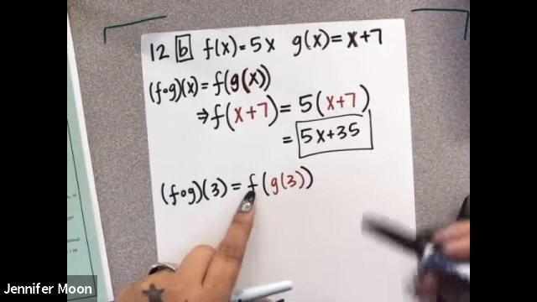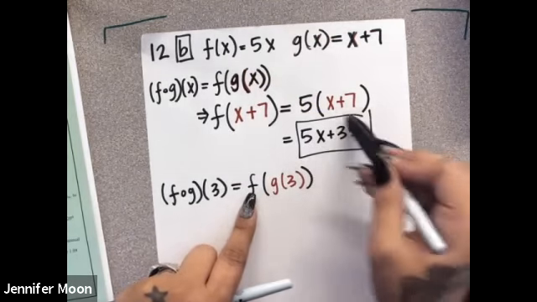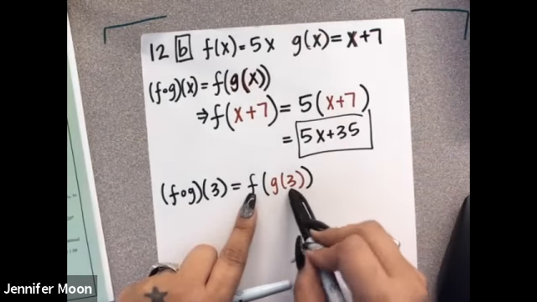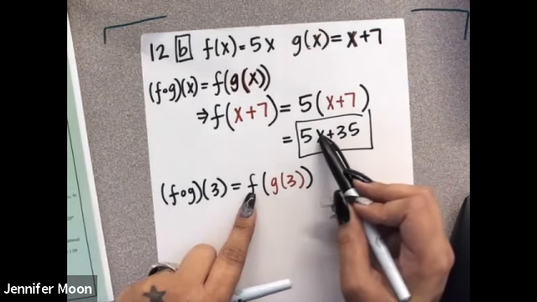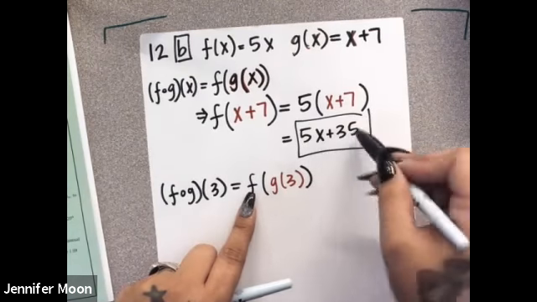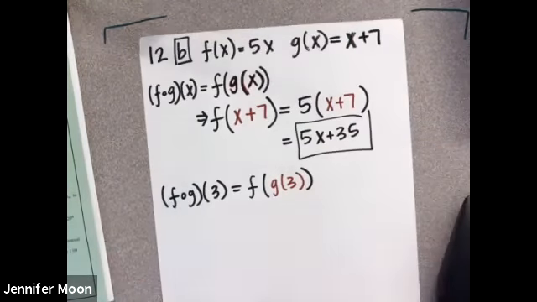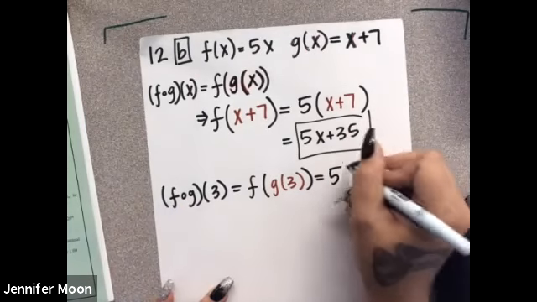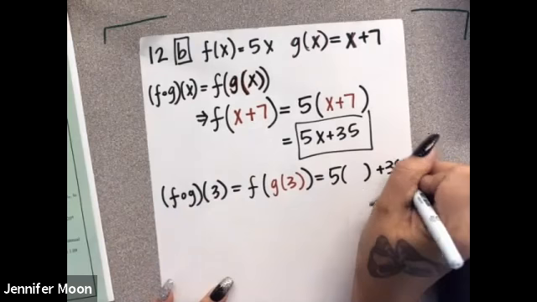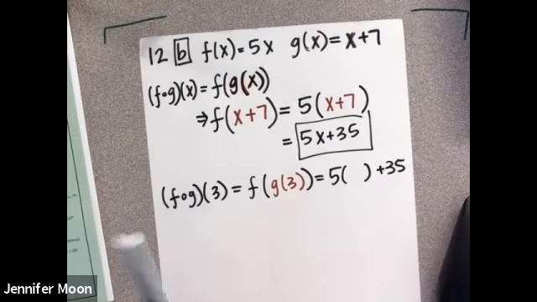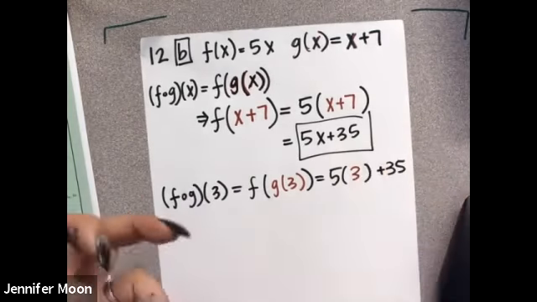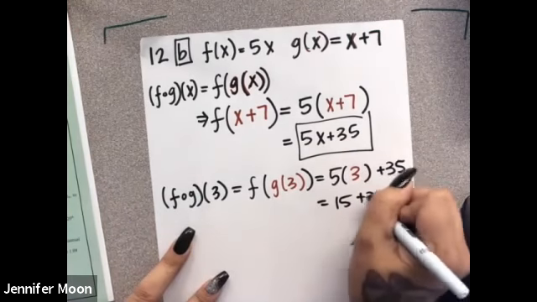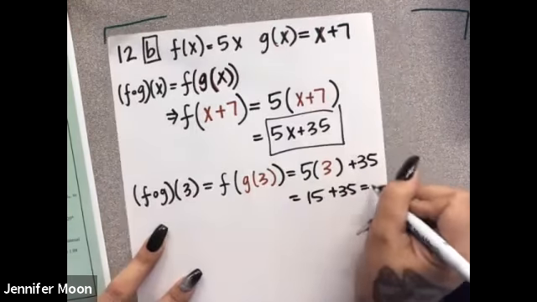Or if you wanted to, this is what I just solved when I plugged them into each other, right? You can actually just take this 3 and plug it right here, and you get 5 times 3 plus 15. So either way you do it, it's fine. I'm actually going to do it like this. I'm going to use what I just solved, plug in the specific value they want me to find. So I get 15 plus 35, which is 50.